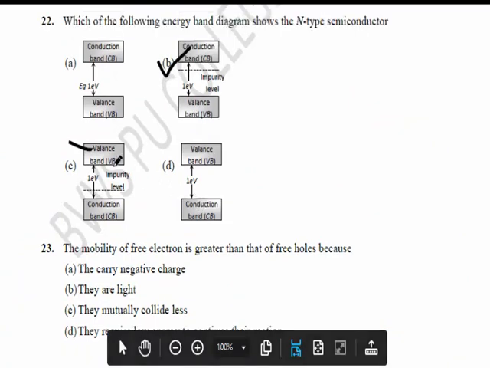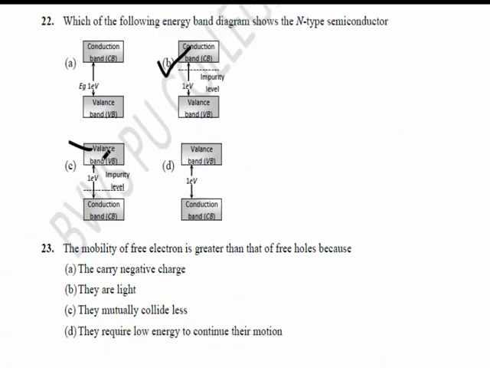Here I'll go to 22. See here, in option C, the valency band is shown up and the conduction band is shown down, but that is not possible because the conduction band is the higher band and the valency band is the lower band. It should be up. So C is not possible. So B is correct option.